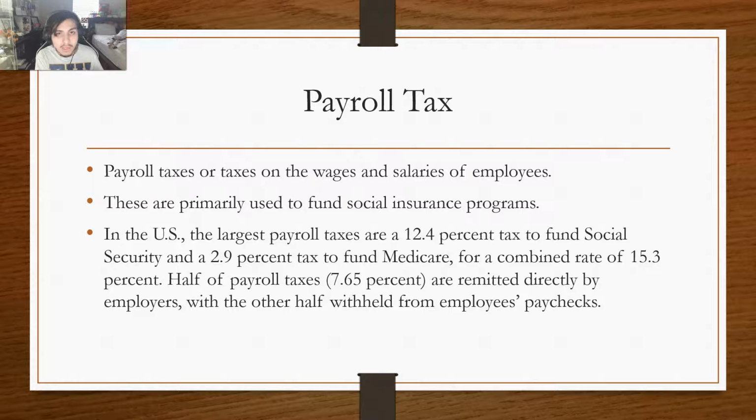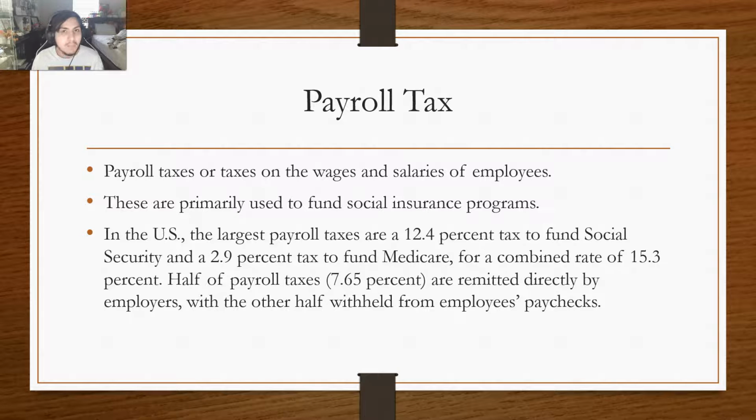And that is the money that goes towards Social Security and Medicare. In the US, 12.4% is tax on your wages to fund Social Security, and 2.9% is used to tax Medicare. So that means in total, of your $100, 15.3% would be taken away from you to go towards Social Security and Medicare.